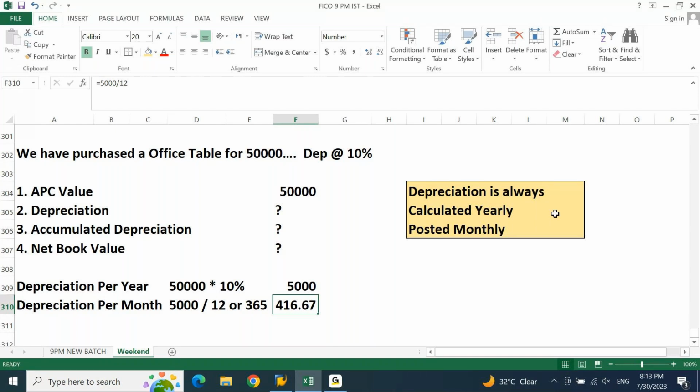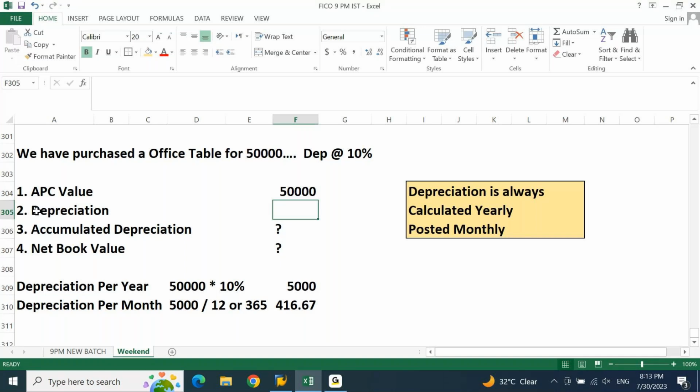The total of 12-month depreciation is your annual depreciation or total depreciation. In this case, your depreciation will be how much? 5,000. This is 5,000.